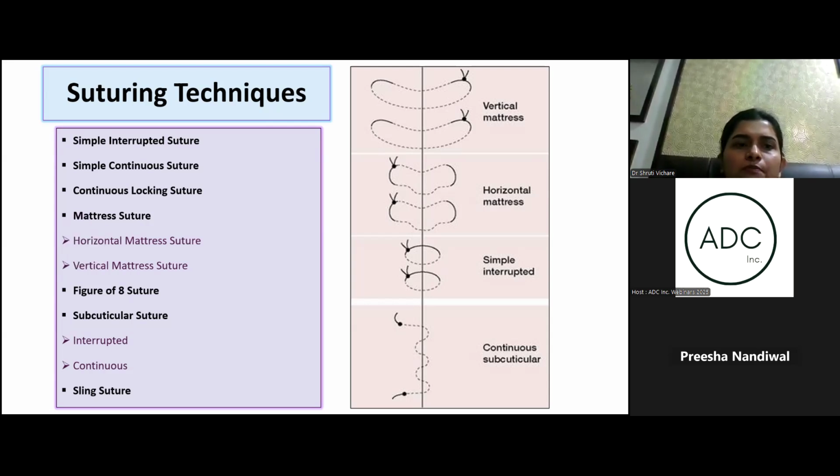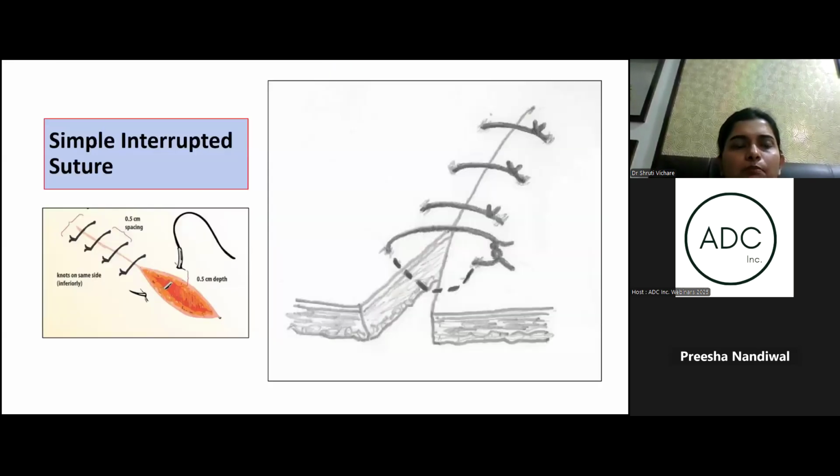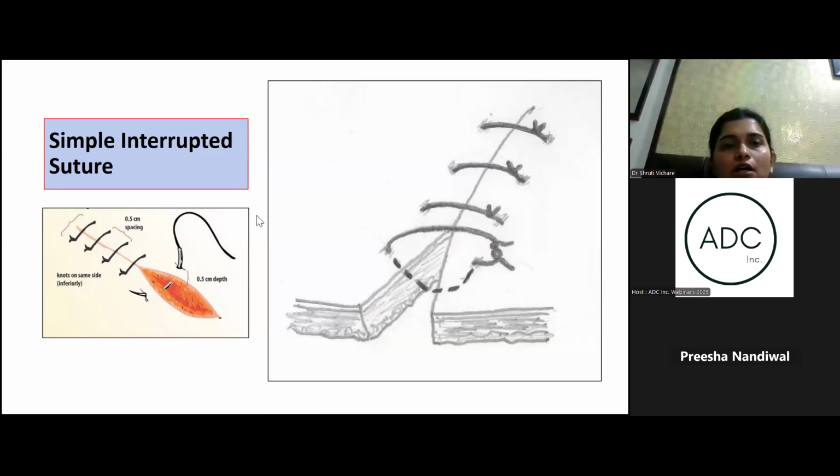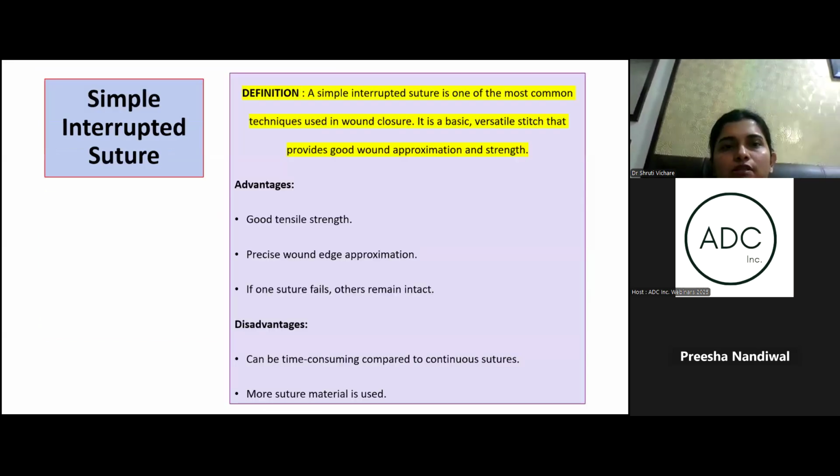Coming to the first one, simple interrupted suture, as you can see in the picture here. Okay, so these are the sutures, separate sutures are placed. That is why the name suggests interrupted. You don't have one single suture which is passed, but you have multiple interruptions between these sutures, correct?